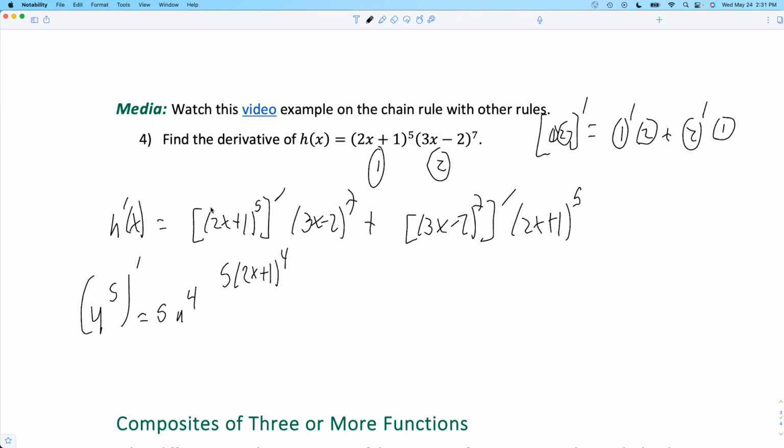Times, because I have something inside there, because my junk is not just an x, I have to multiply by the derivative of the inside. The derivative of 2x plus 1 is just 2. And then this guy's just coming along for the ride.